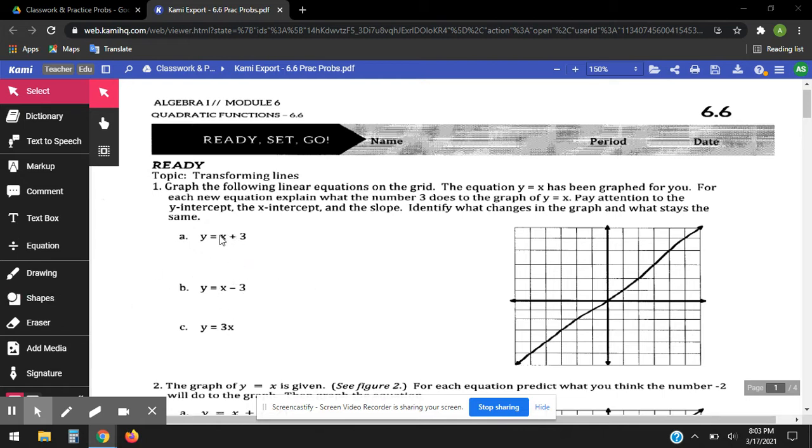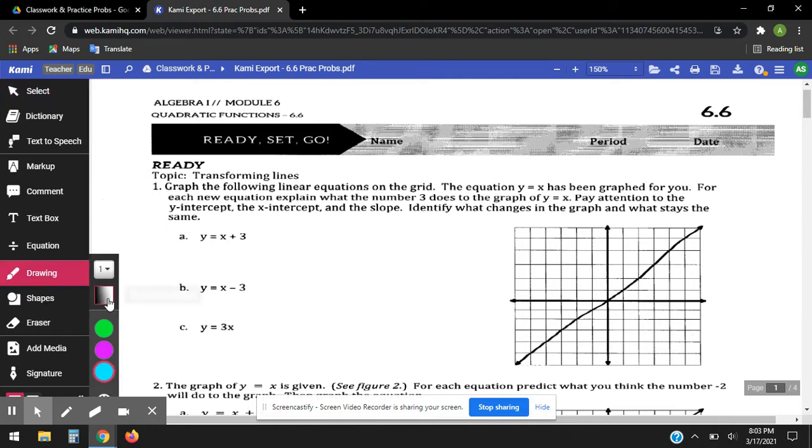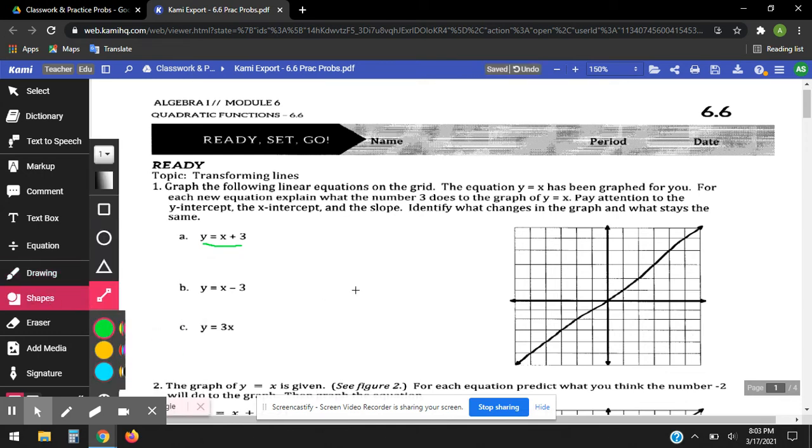So if I were to draw the x plus 3, we'll do that one in green. So I'm just going to do a little green line here. We'll do the green here. So if I have x plus 3, 3 is my y-intercept, and my slope is up 1 over 1. So it's going to go this way here.